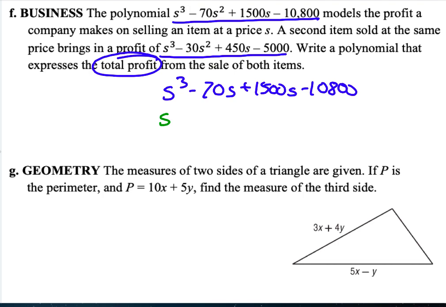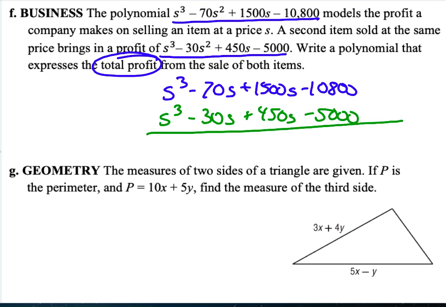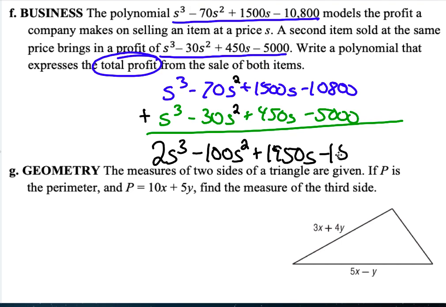So there's my first one. Here's my second one. I'm just writing it out so my like terms are under each other. And then I simply add them together. s cubed plus s cubed is 2s cubed minus 100s squared, sorry, that was supposed to be an s squared there. Plus 1950s minus 15,800.